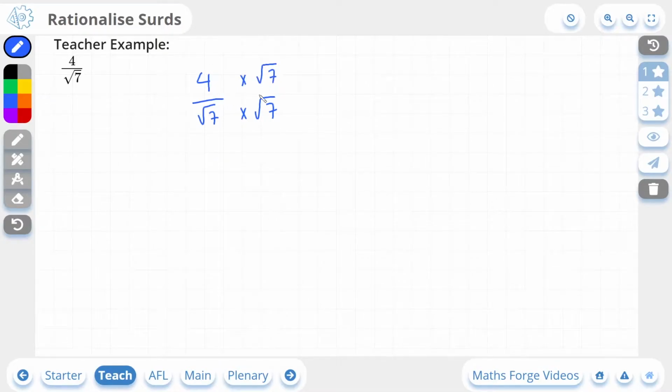We have 4 times root 7 on top, which is 4 root 7. And then for the denominator, we have the square root of 7 multiplied by the square root of 7, which is the square root of 49. Now we know that the square root of 49 gives us 7. And there we go. If you can see from the question, 4 over root 7, we have managed to rationalize the surd, eliminate the square root at the bottom, and be left with 4 root 7 over 7 through manipulation. And if we check our answer, there it is.